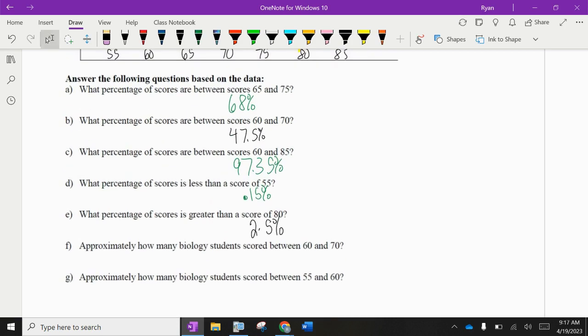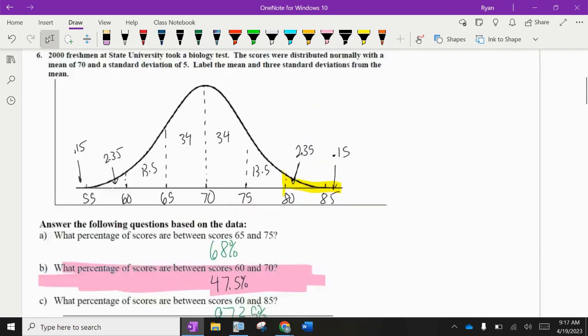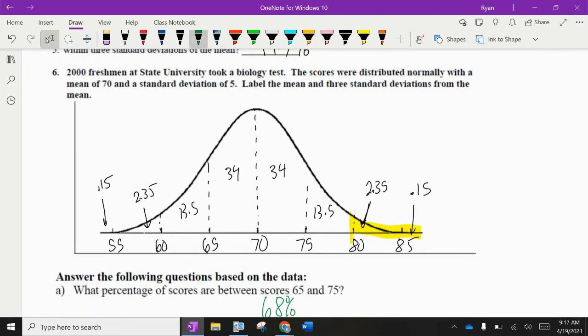Letter F. Now, for the first time, it's not asking for a percent. It's saying how many students scored between a 60 and a 70. Good news is we already did this question. Between a 60 and a 70 was 47.5%. 47.5% of what number, though? How many total students took the test? 2,000. We haven't used that yet, but we're going to use that now.